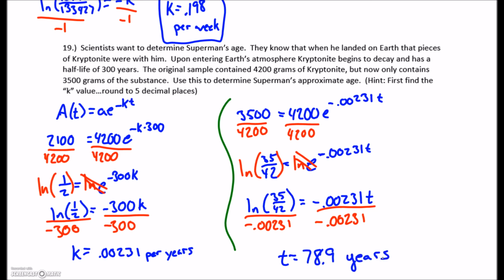So Superman is approximately 79 years old, so he's kind of an old fart, but he's in pretty good shape for an old guy, so he can move for a geezer. All right, so good for him.